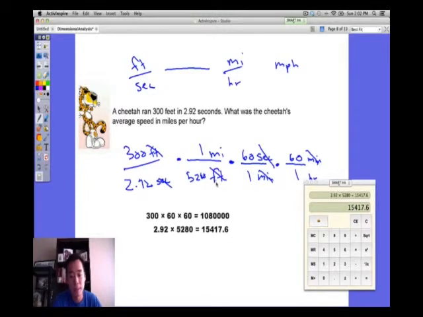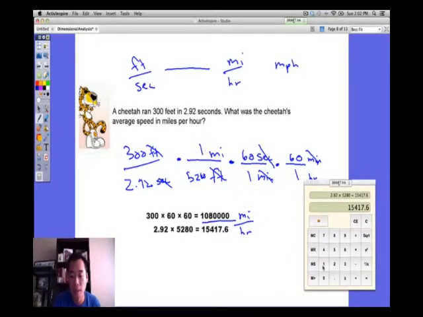So what I'm going to have is 1,080,000 miles over 15,417.6 hours. That's a really big number. So what we need to do is one more step. We actually need to divide these two numbers down so we can get mph.